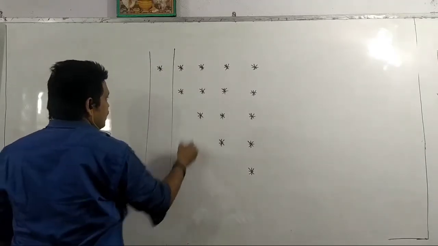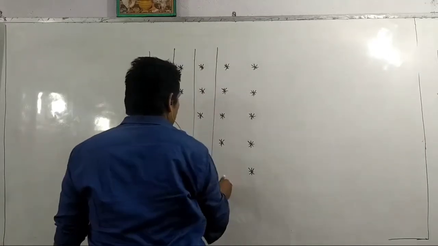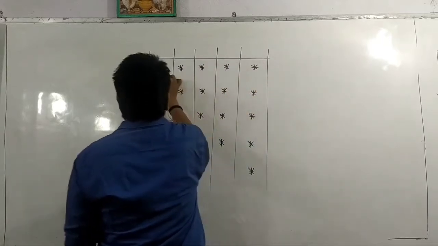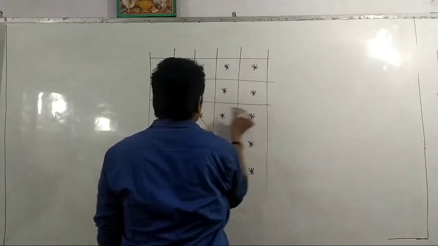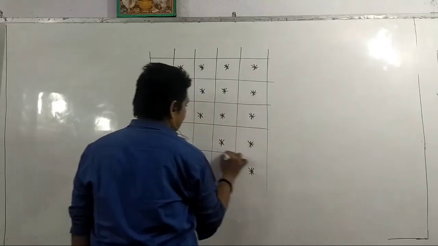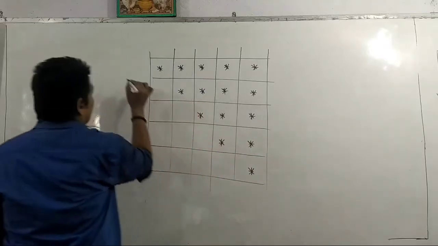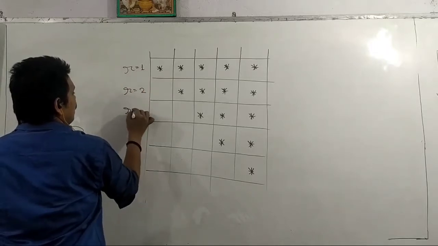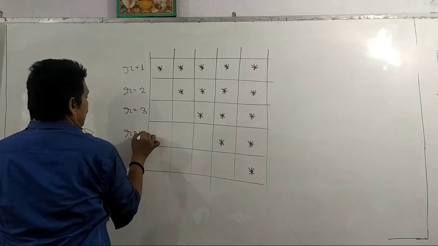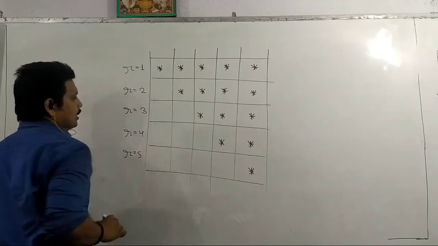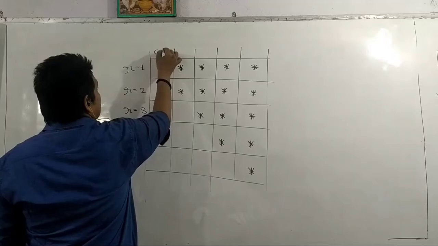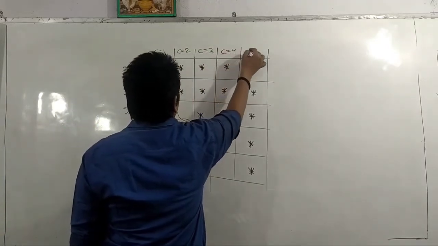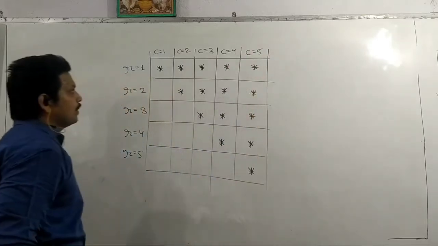Now the next step is to draw the grids. Let us draw the grids. Here R is equal to 1, here R is equal to 2, R is equal to 3, R is equal to 4, R is equal to 5. C is equal to 1, C is equal to 2, C is equal to 3, C is equal to 4, C is equal to 5.